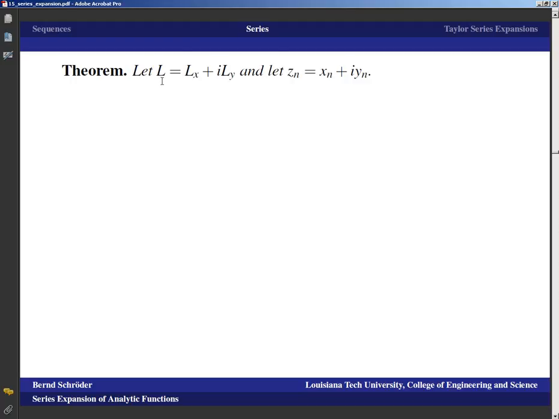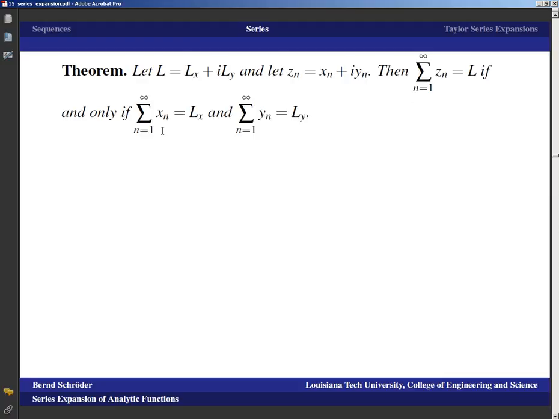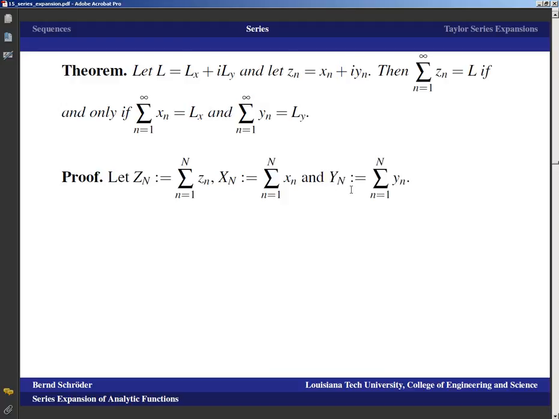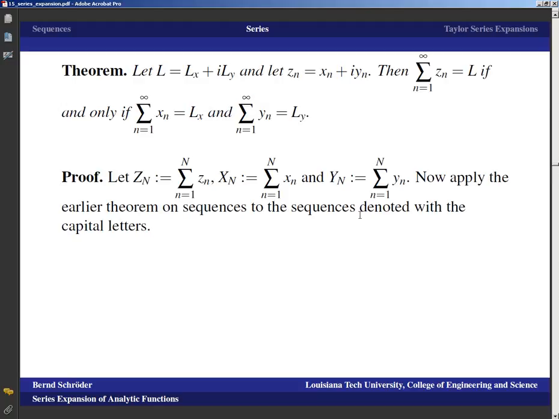Okay, so if L is L_x plus i L_y and z_n is x_n plus i y_n, then the sum of the z_n's is L if and only if the sum of the x_n's is L_x and the sum of the y_n's is L_y. That looks just like the first result on sequences, and in fact it is. If we let capital Z_N be the partial sum of the z_n's, capital X_N the partial sum up to capital N of the x_n's, and capital Y_N the partial sum of the y_n's up to capital N, then we just apply the earlier theorem on sequences to the sequences denoted with capital letters. This sum here is the limit of the Z_N's as capital N goes to infinity, because the limit of the X_N's is this sum, and the limit of the Y_N's is this sum. It turns out that theorem applies directly.